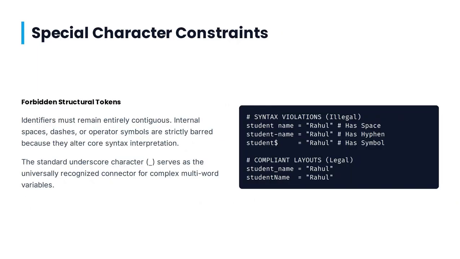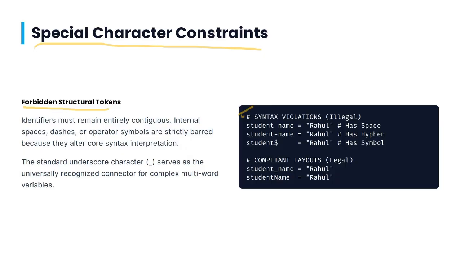Now comes special character constants. Forbidden structural tokens. An identifier must remain entirely contiguous. Internal spaces, dashes or operator symbols are strictly barred because they alter code syntax interpretations. The standard underscore character serves as the universally recognized connector for complex multi-word variables.